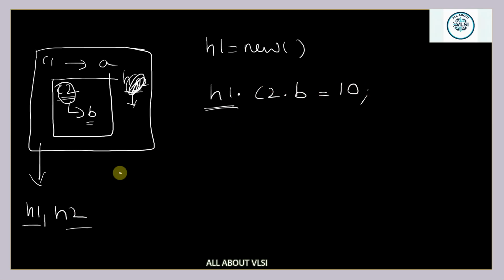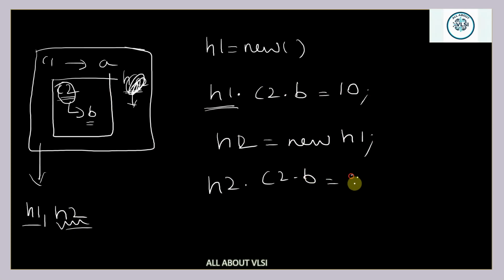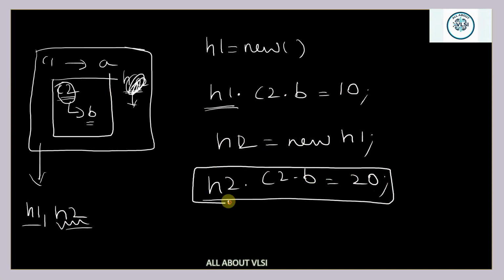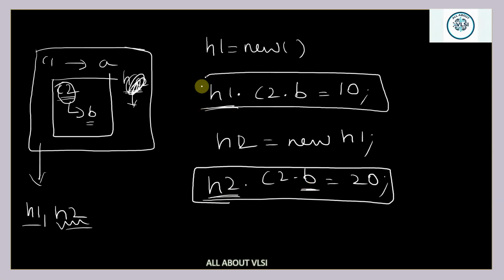Now, what we have done, H2, we are copying it. I'm going to do a shallow copy: H2 is equal to new of H1. And I'm going to write H2 dot C2 dot B is equal to 20. I need to check whether the change which was made over here using the H2 class handle in the subclass property is being reflected or not. In this particular handle, is it reflected or not? That is my question. Now tell me.